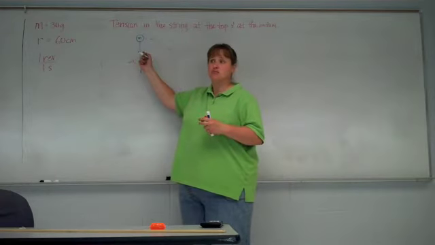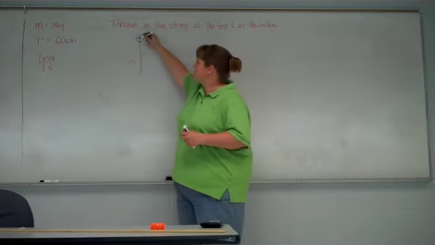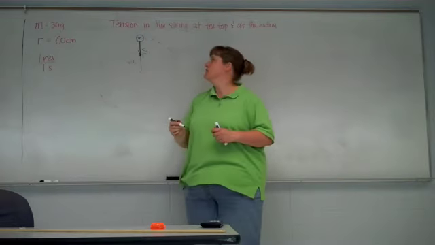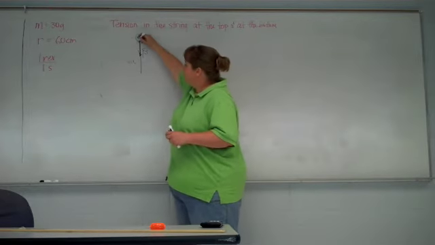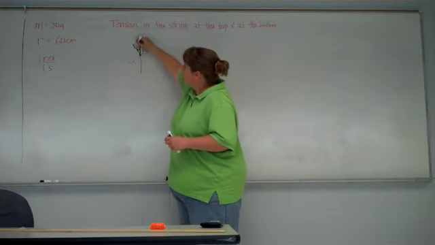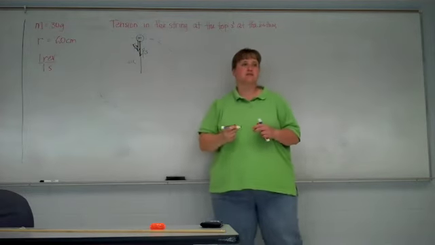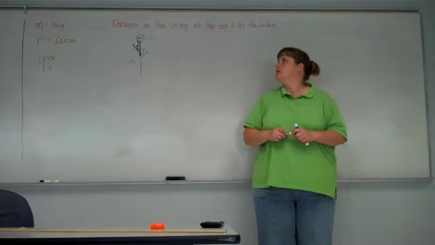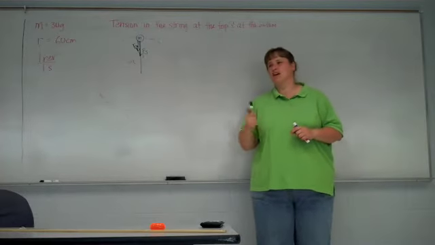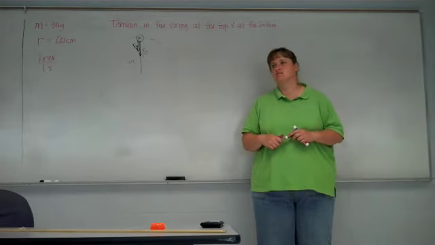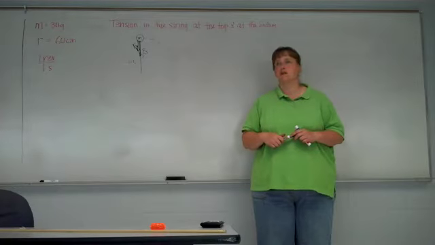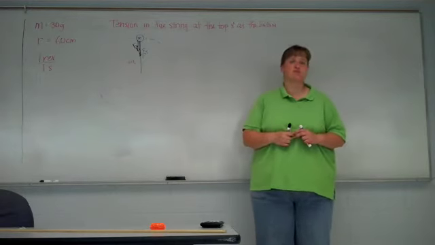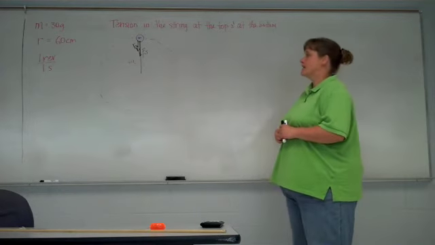Strings can only pull, so it has to be pulling downwards. Sure, there's gravity. That's always downwards, towards the center of the circle. This thing's not moving fast enough for drag to be significant. If you really wanted to include it, it would just be opposite its motion. Okay.